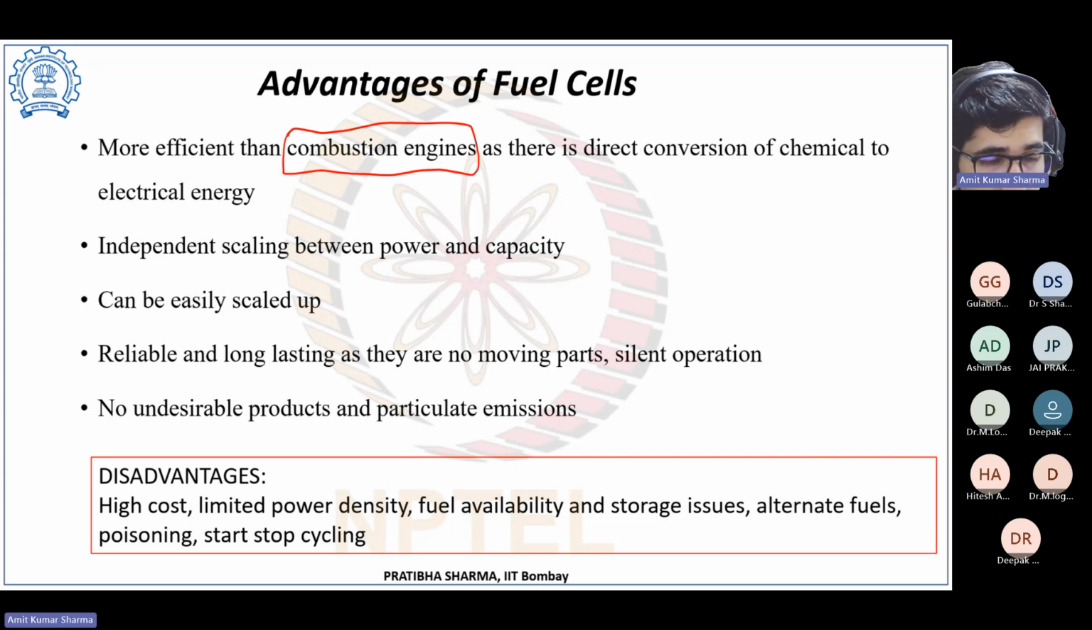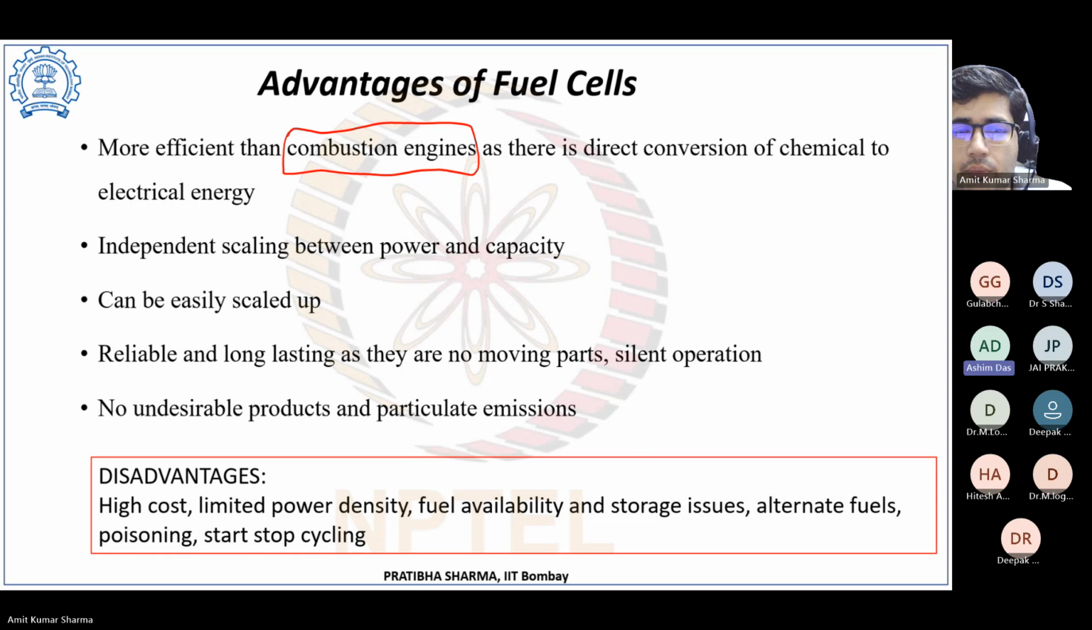But we also have some disadvantages. High cost, that's the main factor. The cost of a fuel cell is very high due to the costly materials that are used as anode, electrolyte, and cathode.